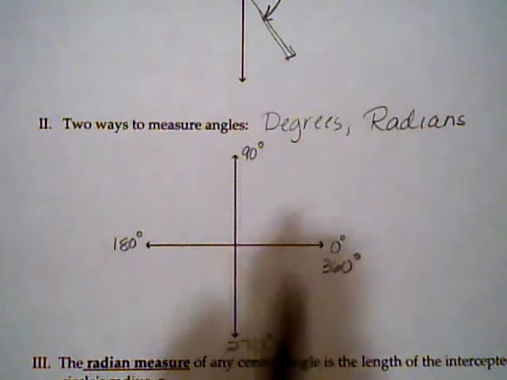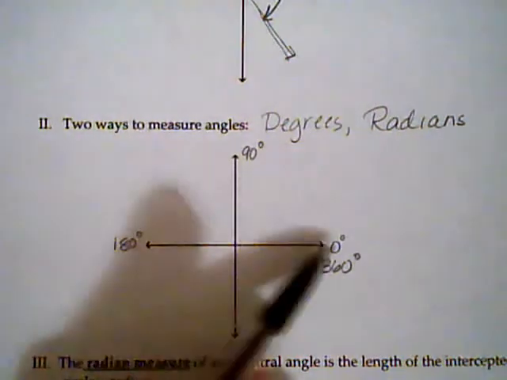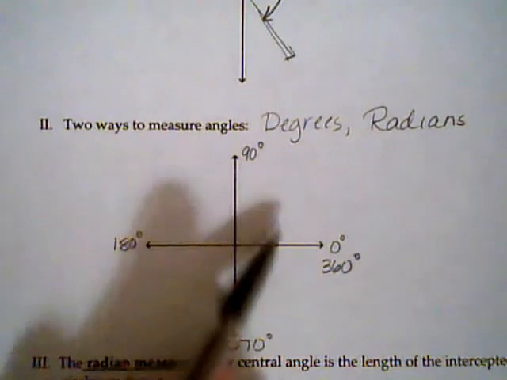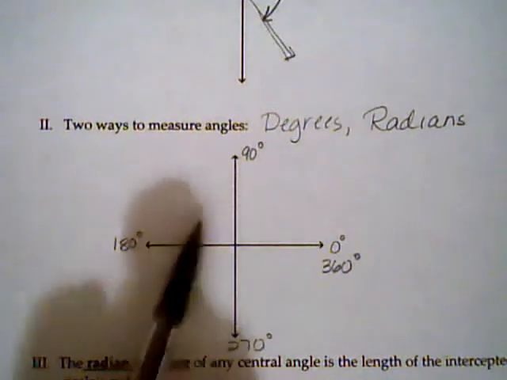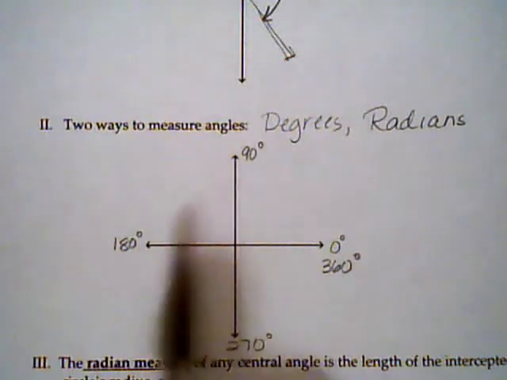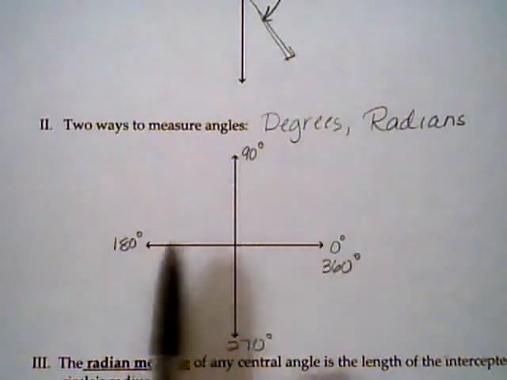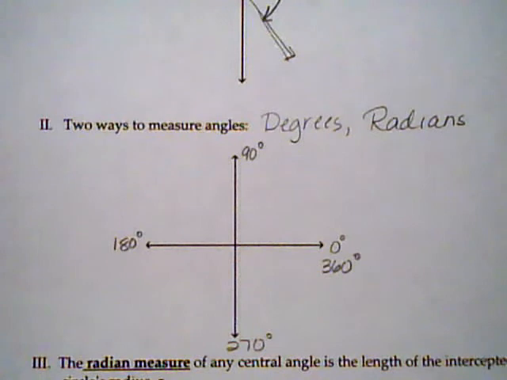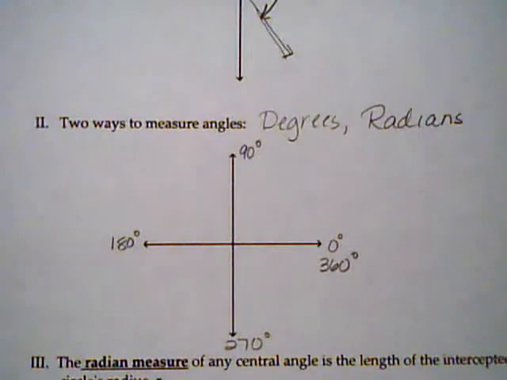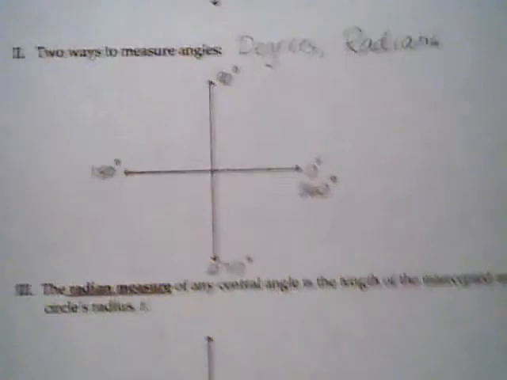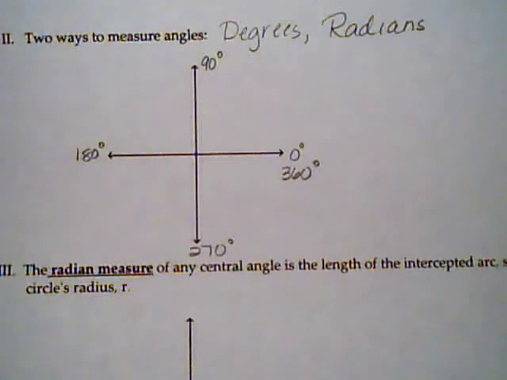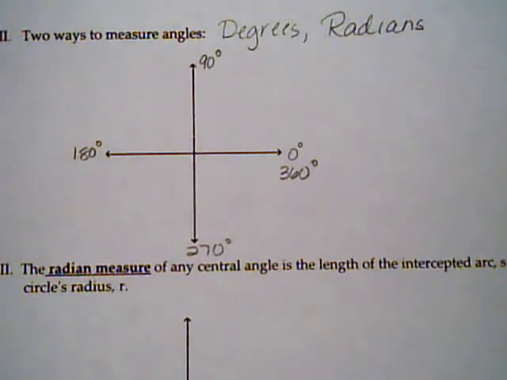And now remember, we can have angles that are acute, which means they're between 0 and 90 degrees. Obtuse will be greater than 90 but less than 180. A right angle would be a 90 degree angle, and a straight angle would be one that's 180 degrees. What we're going to talk about next is how this is related to what's called radian measure. Under part 3, I've given you a definition that says the radian measure of any central angle is the length of the intercepted arc S divided by the circle's radius.